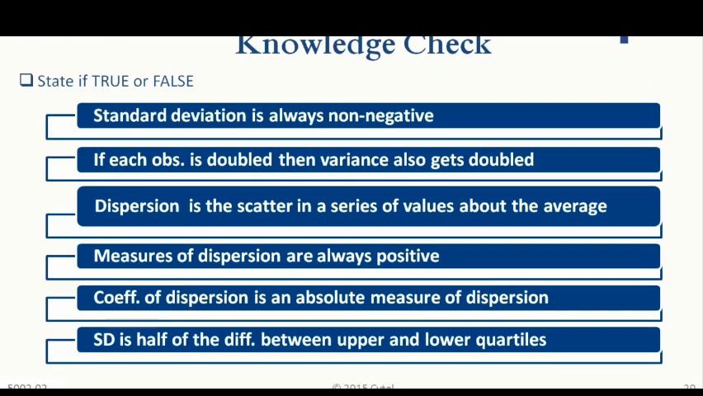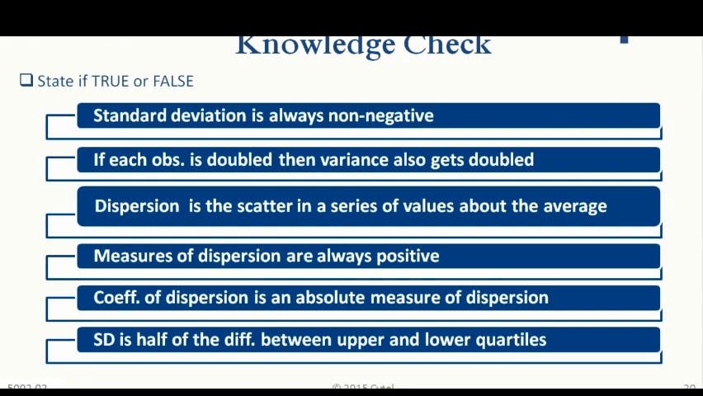So quick knowledge check. Standard deviation is always non-negative. Remember, statisticians make a difference between non-negative and positive. What is the difference between non-negative and positive? Non-negative includes 0 also. Positive doesn't include 0. So standard deviation is always non-negative. This is a true sentence. That means standard deviation can be 0, right?